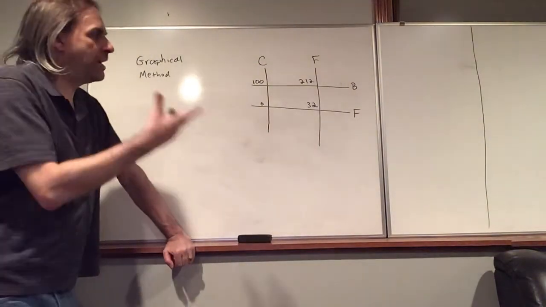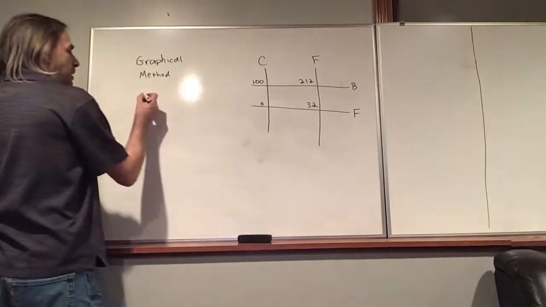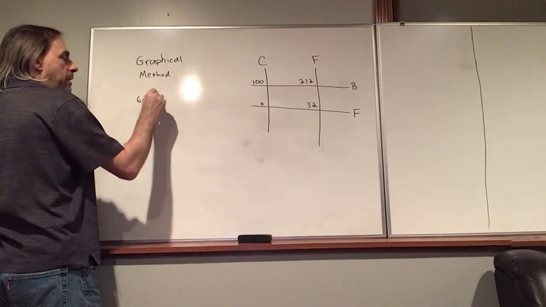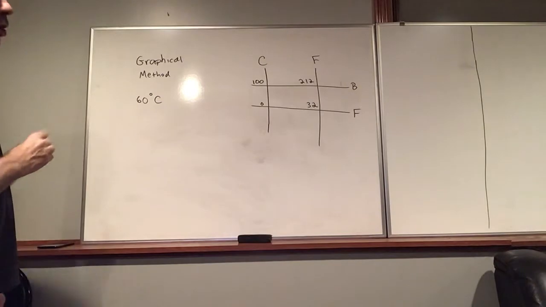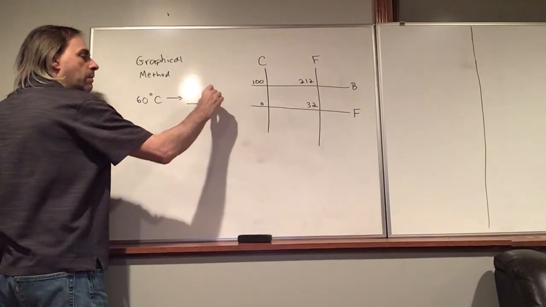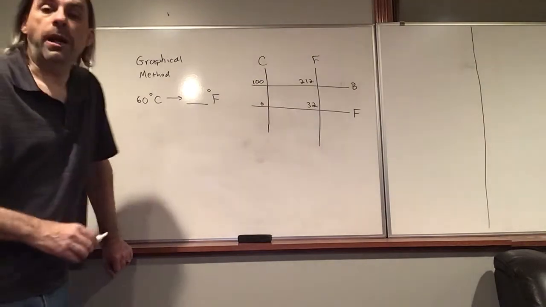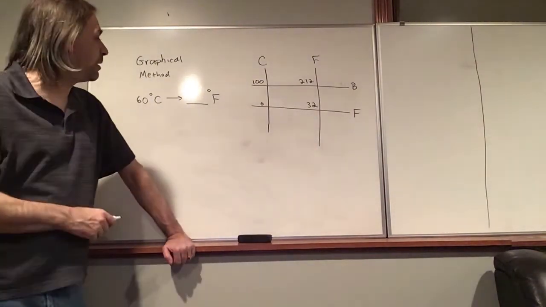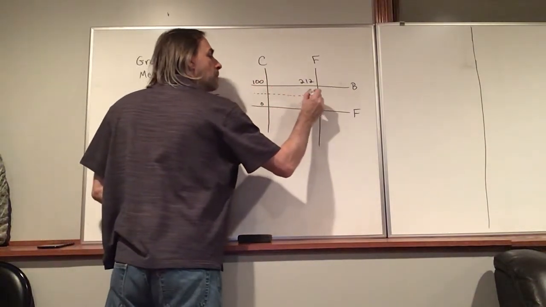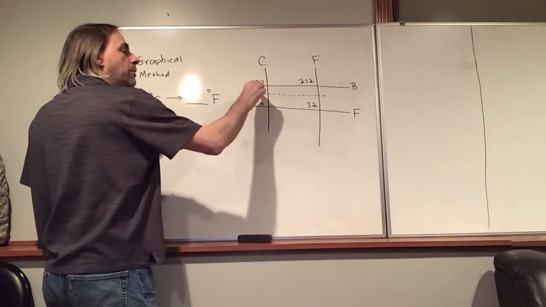So I think the best way to go about this is to look at an example. Let's say we have a temperature of 60 degrees Celsius. What is that? That's going to equal something on the Fahrenheit scale. We want to find what that is. So we're going to look at this graphically. Now, 60 on the Celsius scale is going to be right around here. It's 60% of the way from 0 to 100.